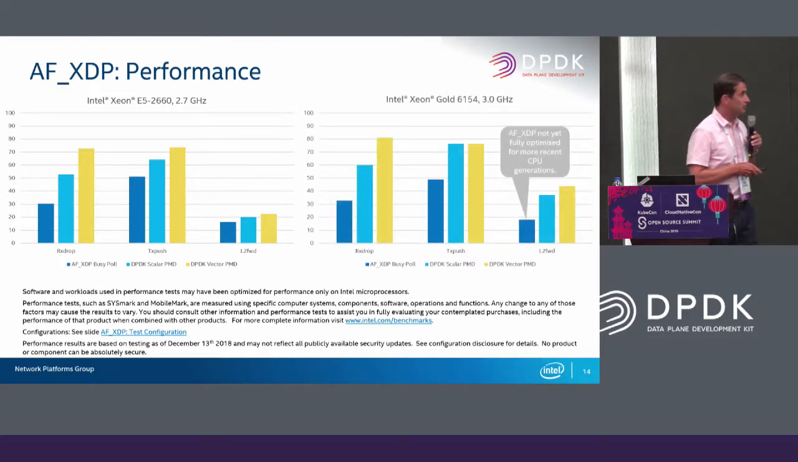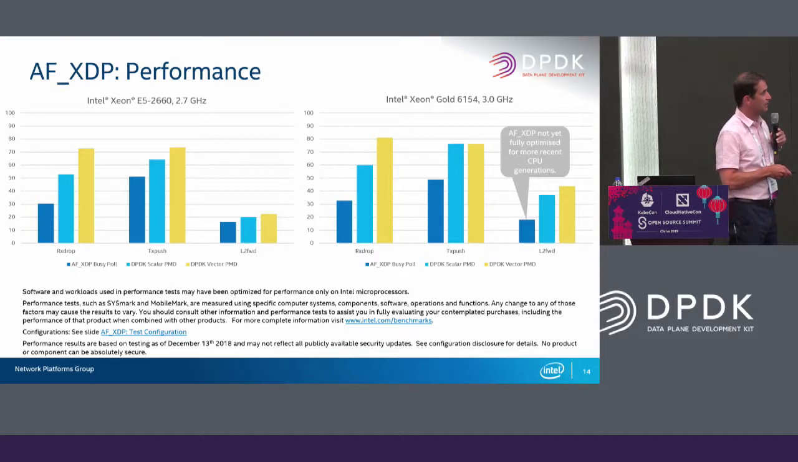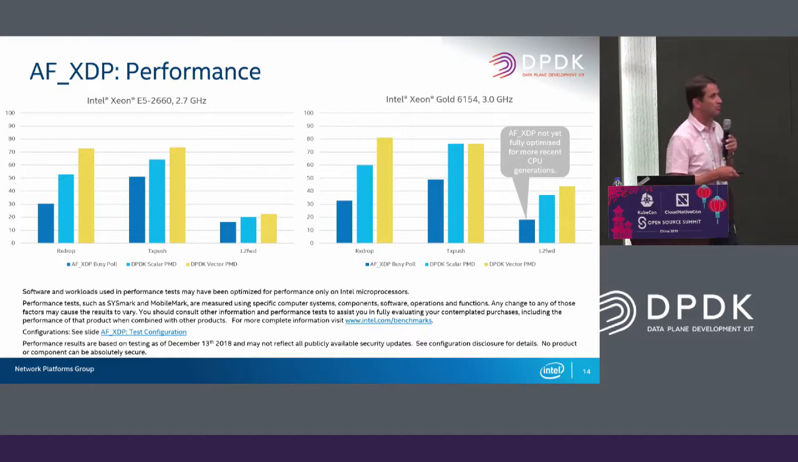If you look at a later CPU generation, this one is what's commonly referred to as Skylake. And if you look again at the L2 forward, you see a much bigger difference. So DPDK is much more highly optimized on the later CPU generations. AF_XDP at the moment is not highly optimized on the later CPU generations. So that's work in progress to see, can we close that gap? Can we increase the performance of AF_XDP there?